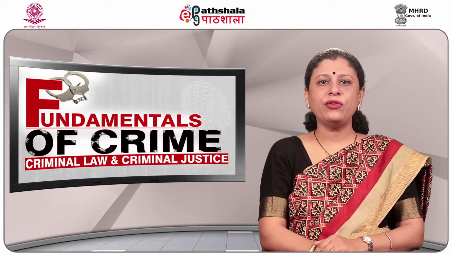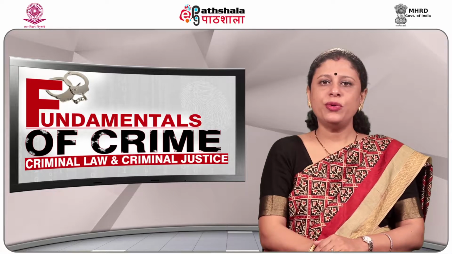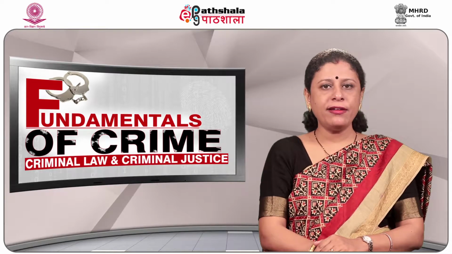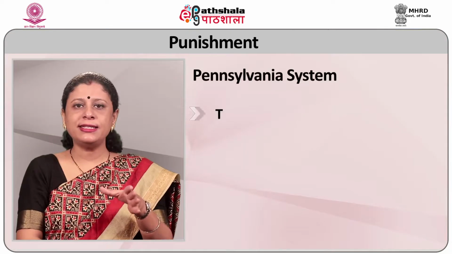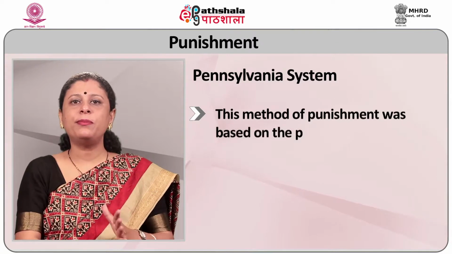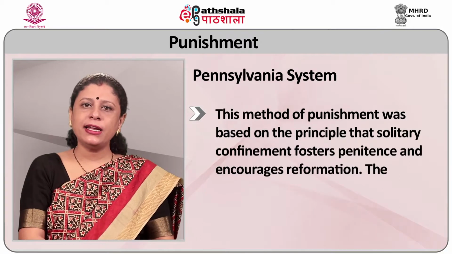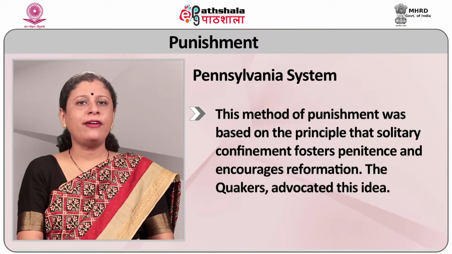Even after the Revolutionary War, their new criminal codes, which approached punishment more humanely, rapidly spread from Philadelphia to other states. The Enlightenment perhaps played a huge role in prison reform, as the idea that social institutions formed character came into play. This led to the first penal system in America in the form of the Pennsylvania system. In this system, the method of punishment was based on the principle of solitary confinement, which fosters penitence and encourages reformation. The Quakers advocated this idea.